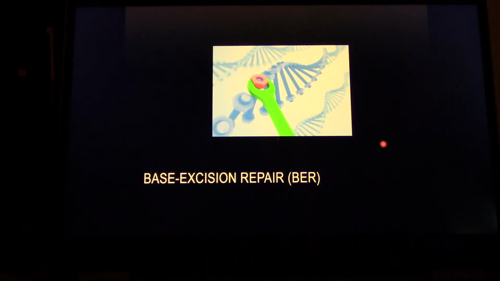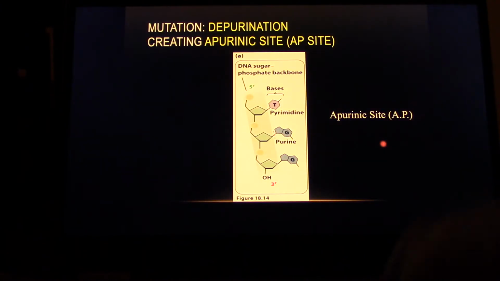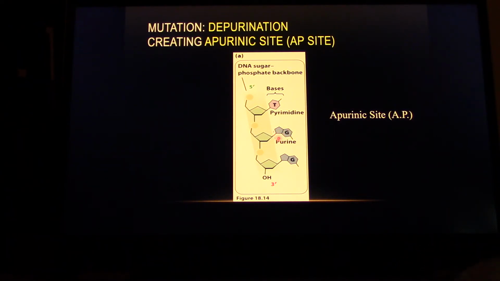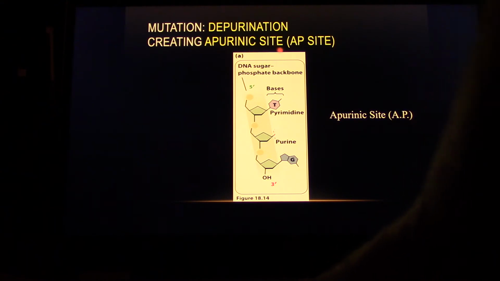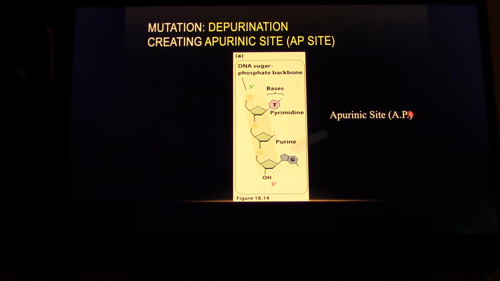So another repair mechanism or system or pathway is base excision repair, BER. Here's a mutation called depurination. That means we got a purine right here, and we basically don't have it anymore. We depurinated it, and what we have left is called an apurinic or AP site. Apurinic site is what is created right here when we get rid of that damaged nitrogenous base.